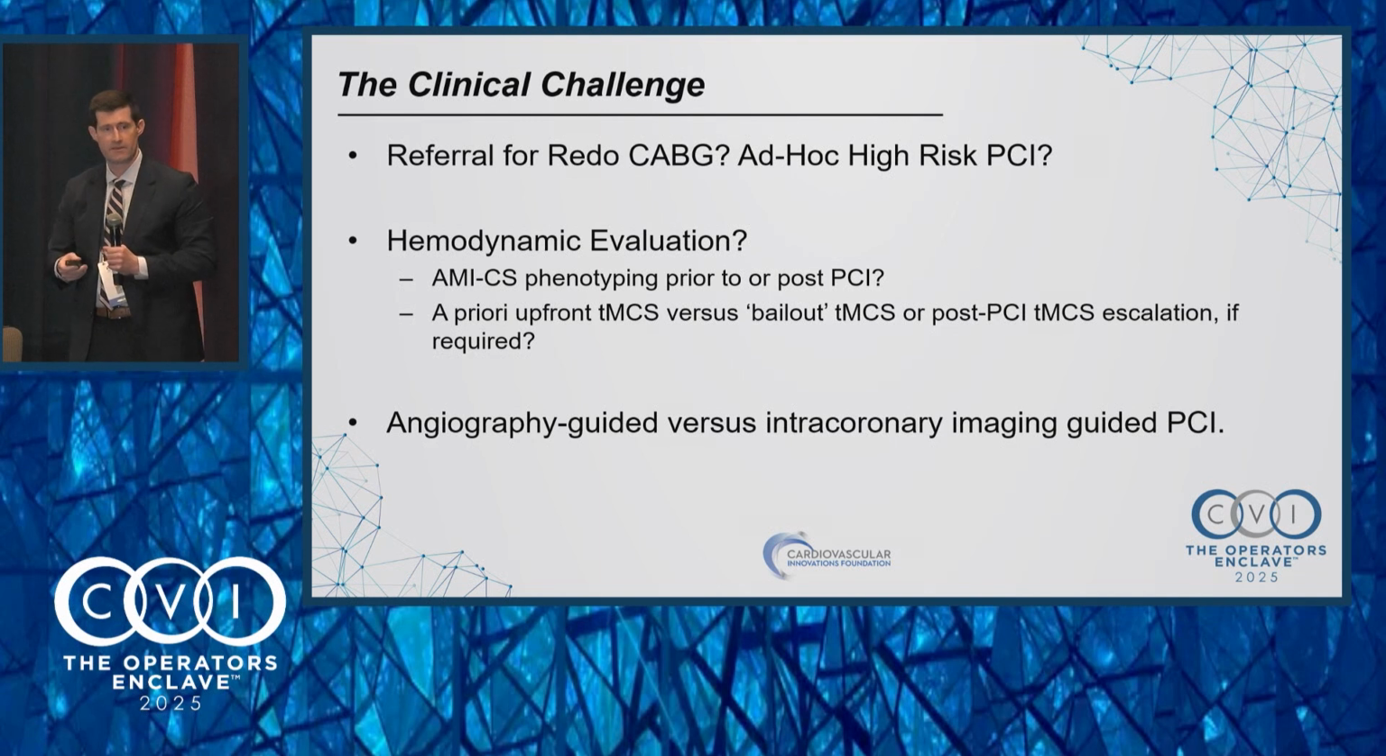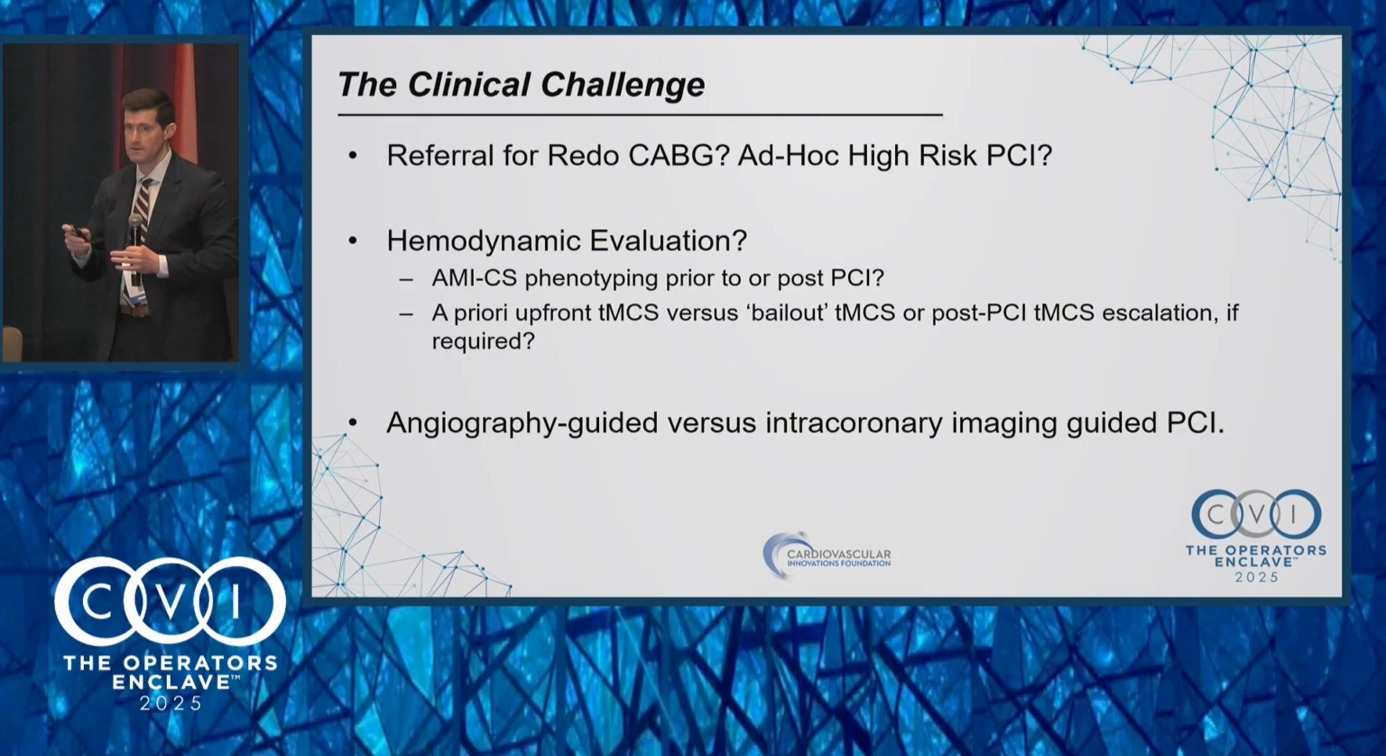Maybe the cat's already out of the bag because I already provided you with the right heart cath data, but I think this is important when we're proceeding on doing any type of intervention, where we're talking about phenotyping AMI cardiogenic shock. And additionally, I think it's important to do that pre-PCI, as it provides you with invaluable information so that a priori, you're thinking about either temporary mechanical circulatory support versus, I think, bailout or post-PCI TMS escalation if that's required.